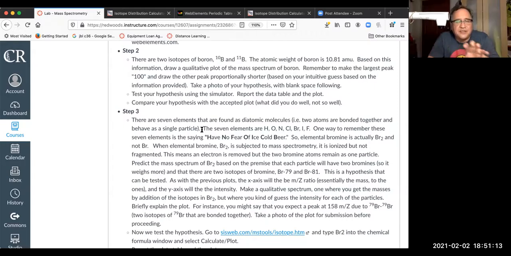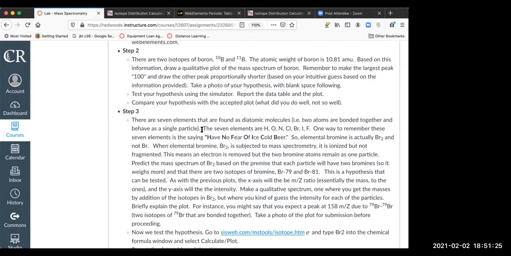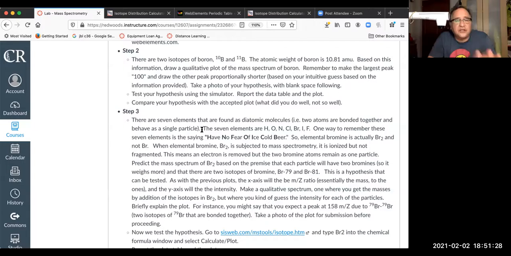Now, what if it wasn't 50-50? What if it was 10% boron 10 and 90% boron 11? What would the average be closer to? 10 or 11? 11. Okay, you got it. Let's look at the reverse. What if there were 90% of the 10s and 10% of the 11s? What would the average be closer to? Closer to the 10s, wouldn't it? Okay, so keep that in mind.